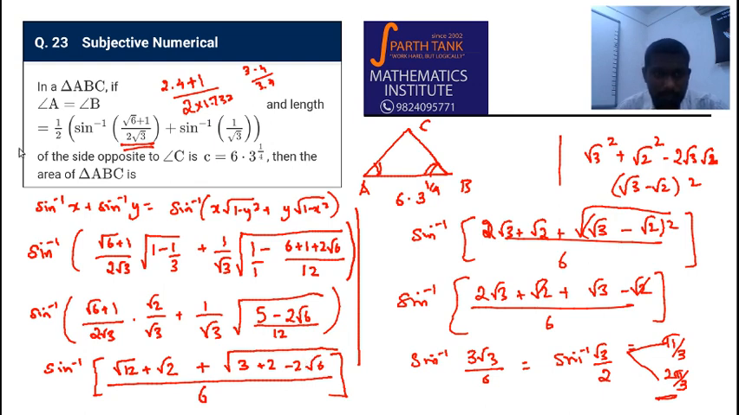The second is to note that this is almost close to 1. Therefore, this angle is very close to 90 degrees. So the summation of these two should be greater than 90 degrees.